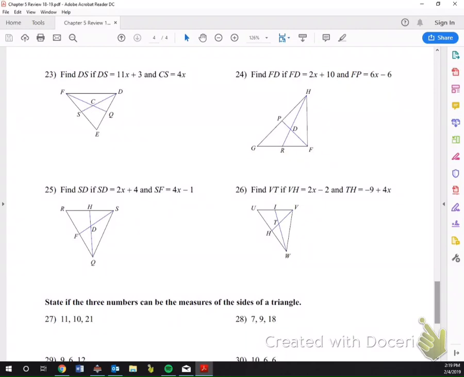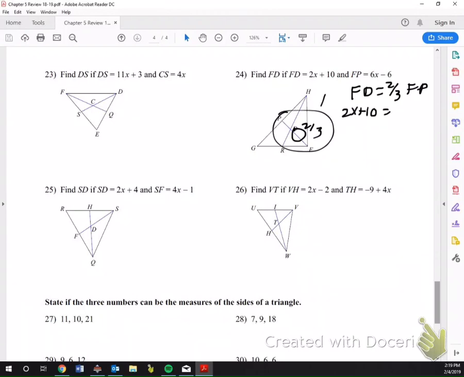Okay, so we're going to 24. This one is a little more difficult. We're going to have to solve for x and then plug x back in to get a distance. Here we're looking for the distance from F to D. We're looking at FD, which is 2/3, and FP, which is the whole thing. So FD is 2/3 of FP.